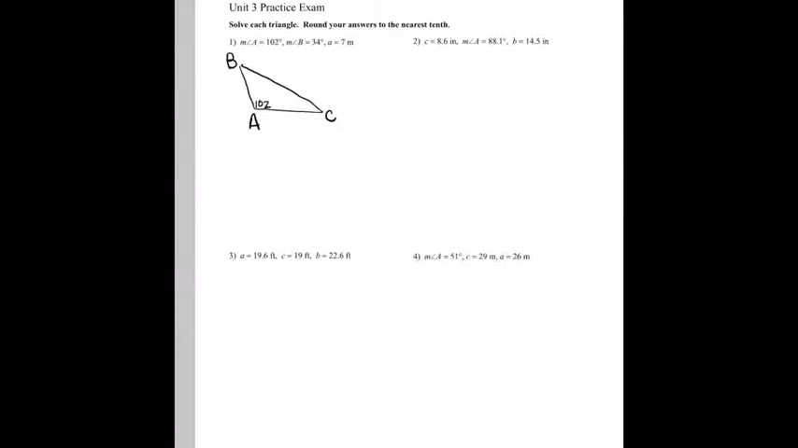According to the information, angle A is 102 degrees, angle B is 34 degrees. And then side A, which is opposite angle A, would be 7. So what we need to do is find angle C, side B, and side C. But going back here, what we've been given is angle, side, and angle, and angle side angle is going to be a law of sines.